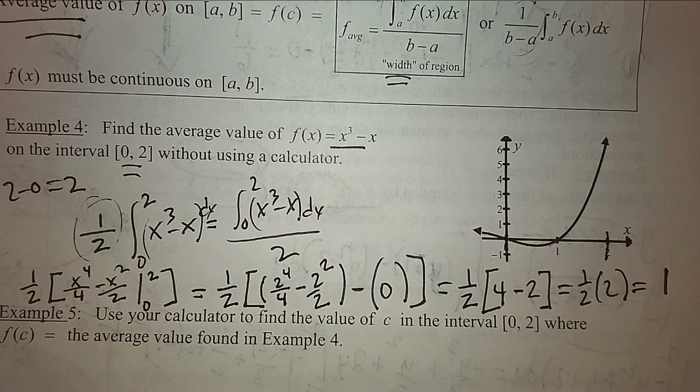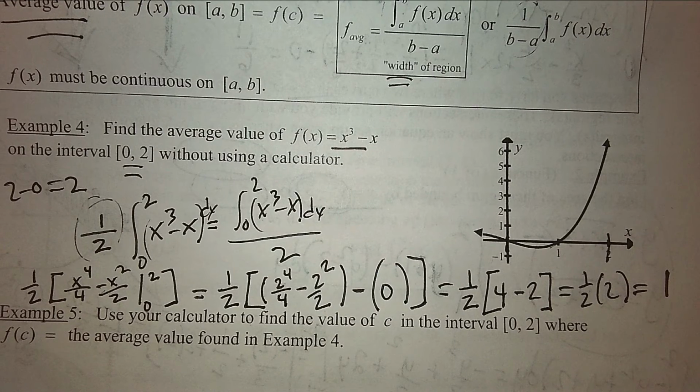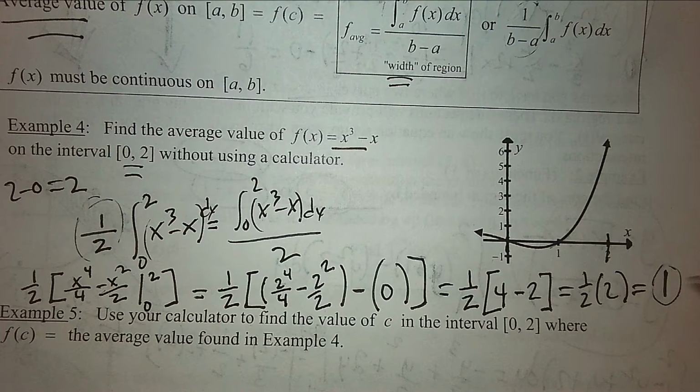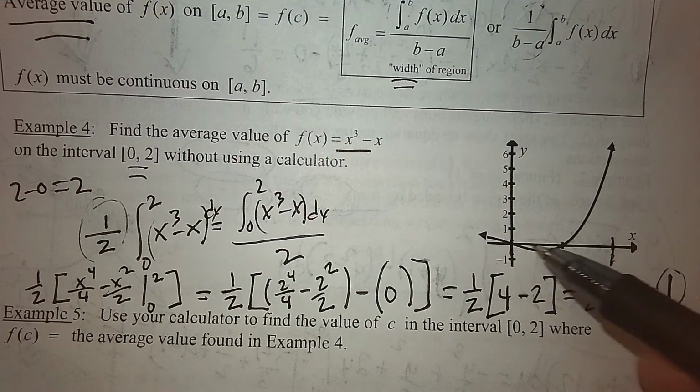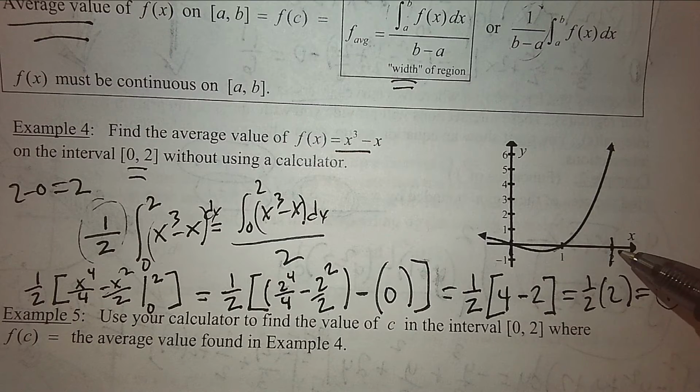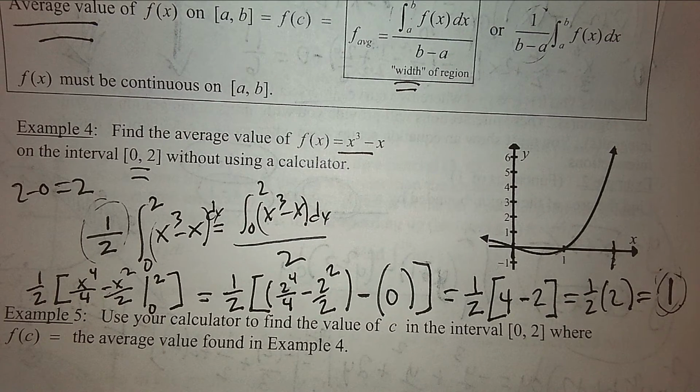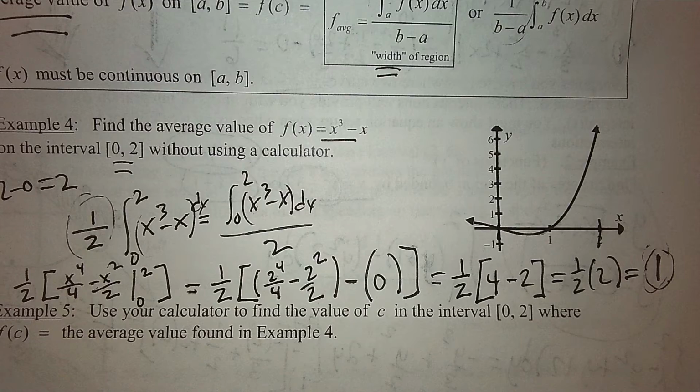What did we find again? The average value of that function. That means that positive 1 is the average of all the y coordinates. So if you took every single y coordinate from 0 to 2 for x, the average y value is positive 1.